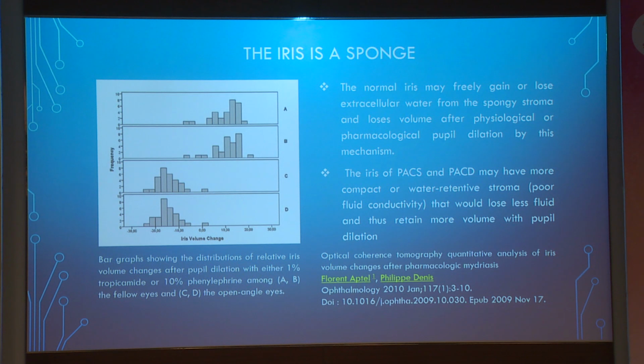If you see this graph over here, the A and B groups are the angle closure eyes, whereas C and D are the open angle eyes. This graph is showing the response to dilatation, that is 1% tropicamide and 10% phenylephrine. And you don't actually see this kind of phenomenon in normals. The response over here is actually poles apart. So in the A and B groups, there is a gain in iris volume, whereas in the C and D groups, the iris volume is lost.